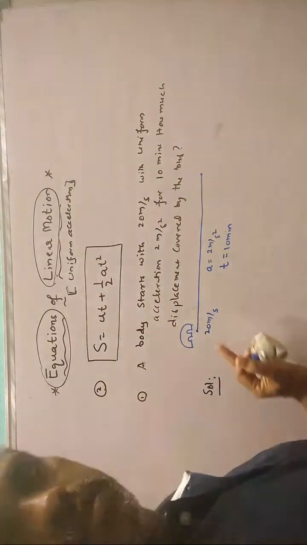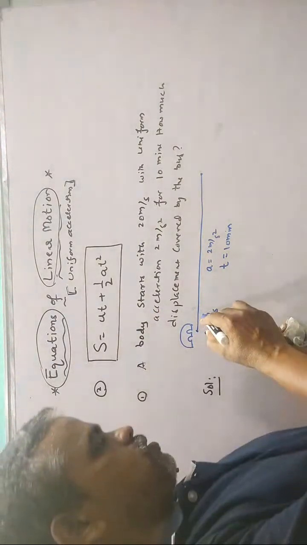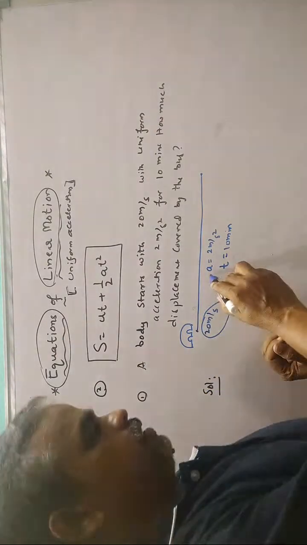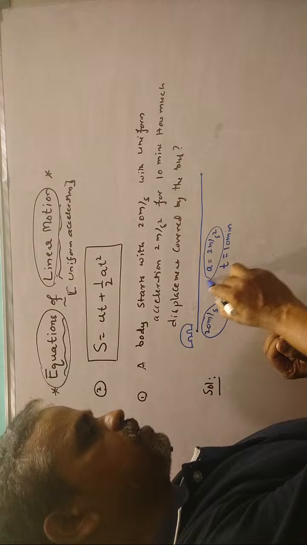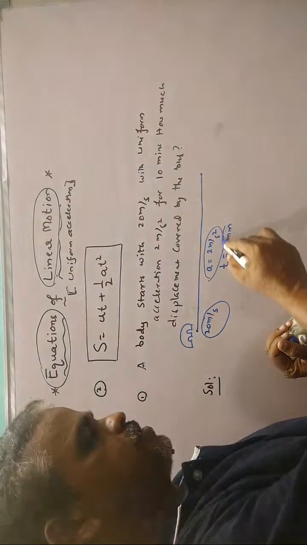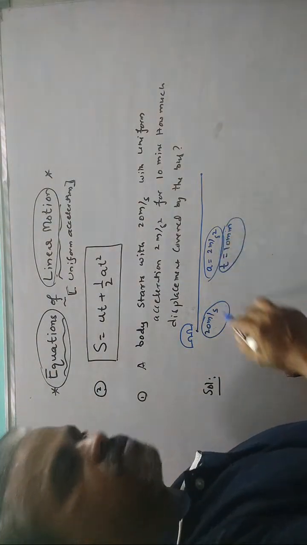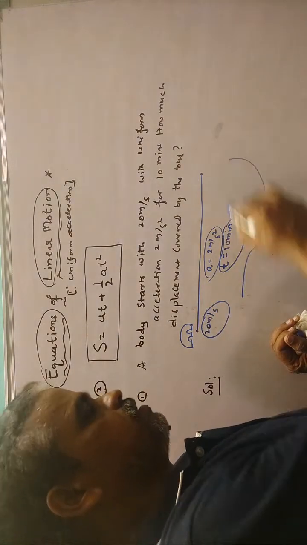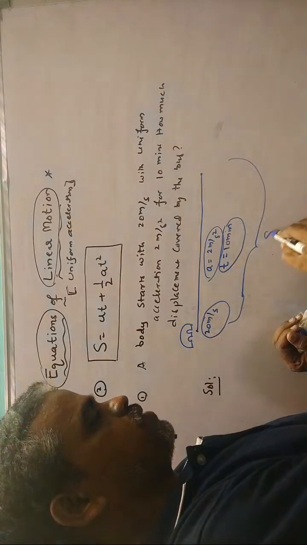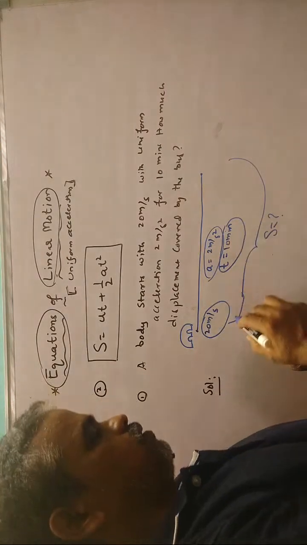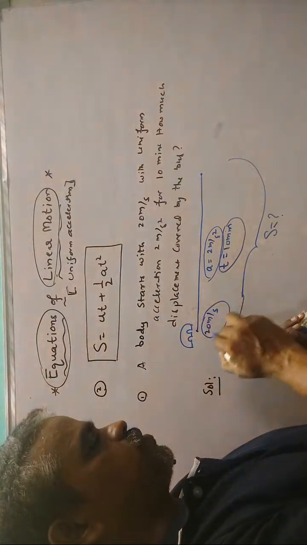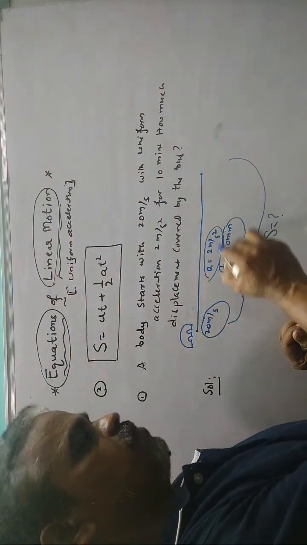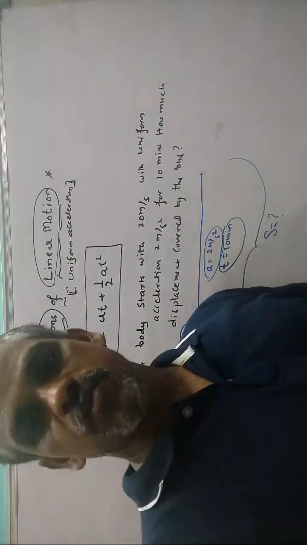This is the bus. It starts with 20 meter per second. It is moving with uniform acceleration. It is traveling for 10 minutes. How much displacement will it cover? If the bus starts with 20 meter per second, it is accelerating with 2 meter per second square for 10 minutes. What is the displacement covered?